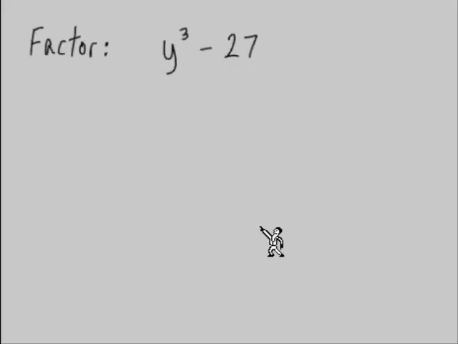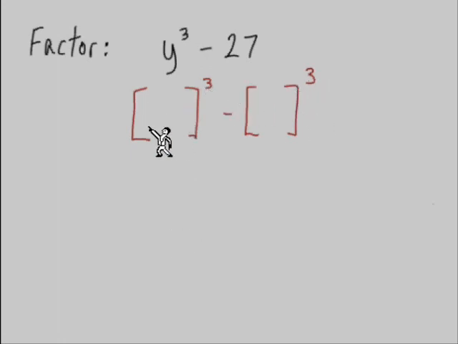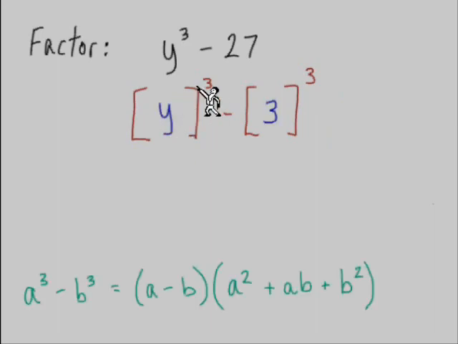Using the cubes patterns can be tricky, so let's just run through another example. We're going to factor y to the third minus 27. So we see two terms, and we see an exponent of 3. So we're setting up boxes with an exponent of 3 on the outside. Into the first box, it's going to be y, because y to the third power equals y cubed, and 3 to the third power equals 27.